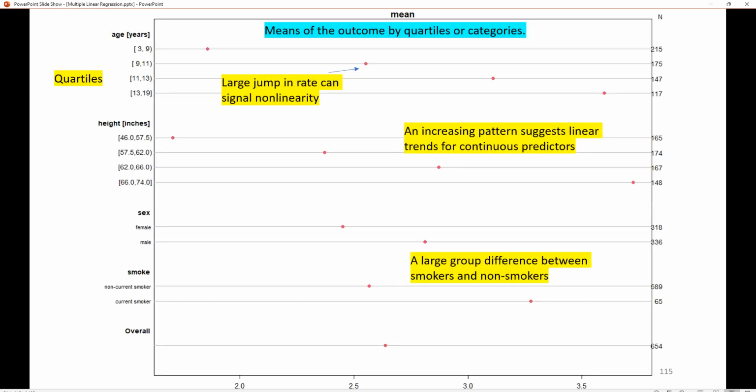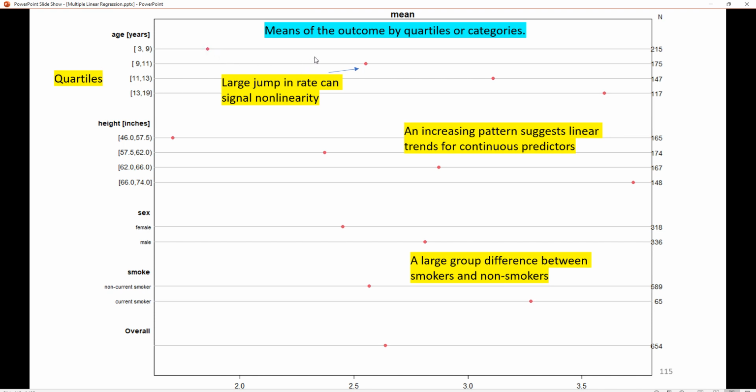So here's a set of descriptives. In the top, we have age, and we're looking at the means of our FEV. Because age is a continuous variable, we have these broken up into quartiles. And we see what looks like a linear trend. We see for the age groups of 3 and 9, they're lower than this red dot indicates with the averages, and that's below 2. FEV ranges from about 1 to 4 in this data set. And we see that for 3 to 9-year-olds, they're on the lower end.